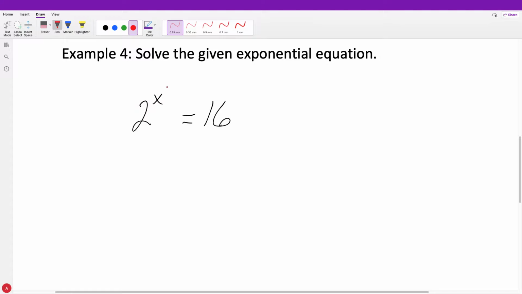So remember, this is an exponential equation. And when it's an exponential equation, we can't take the root of a number. And maybe you might be able to identify what this answer is right off the bat without needing to do anything.